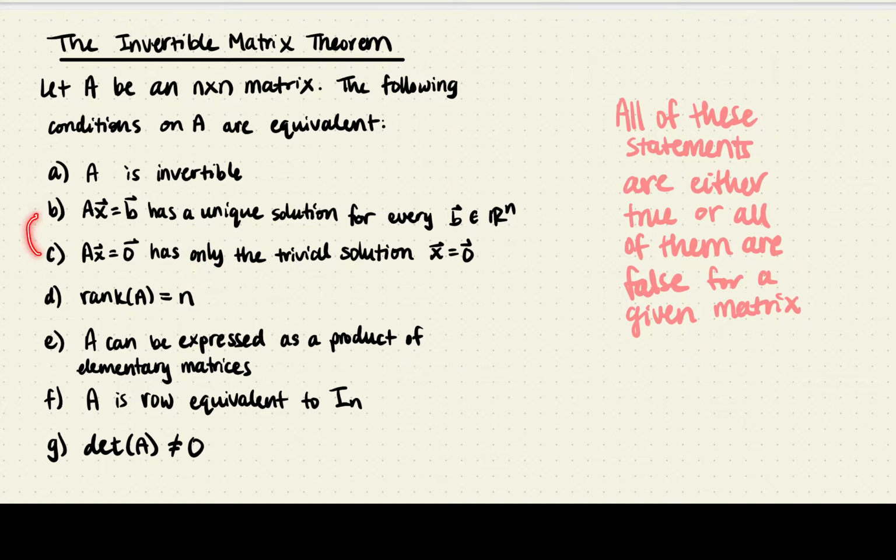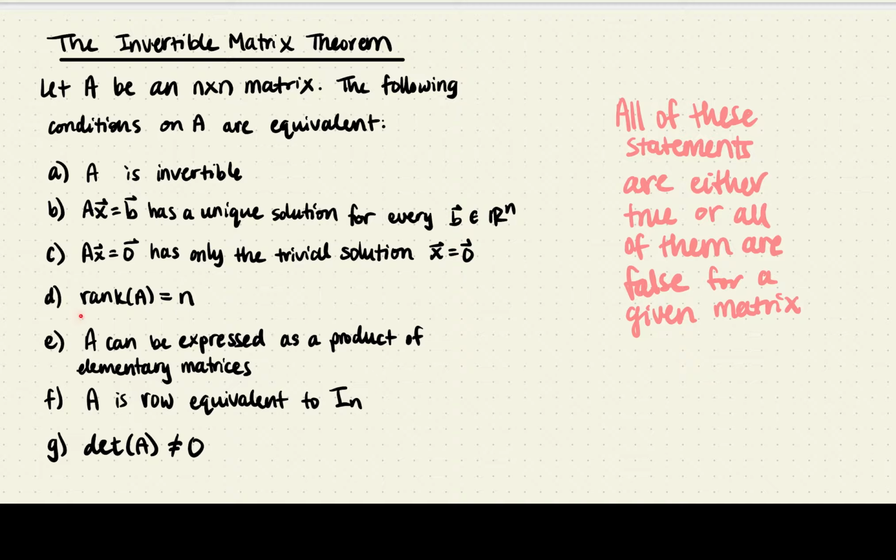You can see that these two statements, B and C, are somewhat related. So if Ax equals b has a unique solution for every b in Rn, well, the 0 vector is a vector in Rn, and we're told that it has only one solution. That solution happens to be x equals 0.